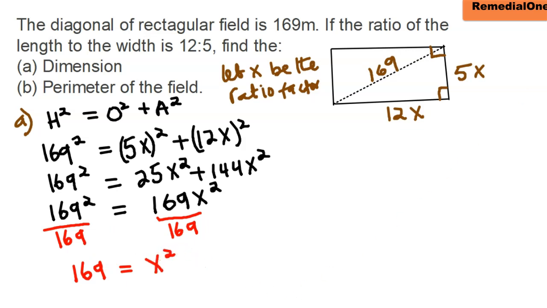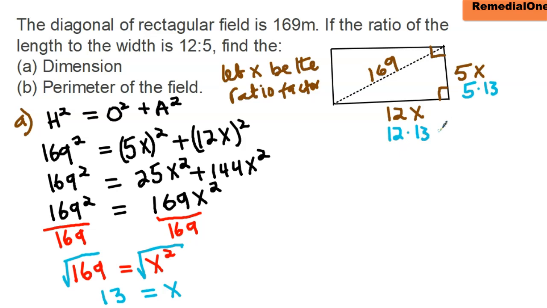But we are looking for the factor, which is x. We don't know it, so we take a square root here, and then we take a square root here, and that gives us 13 and x over here. So now we have been able to find the factor. When we come back to the drawing board, here is just going to be 12 times 13, and here is going to be 5 times 13. That will give us the dimensions.